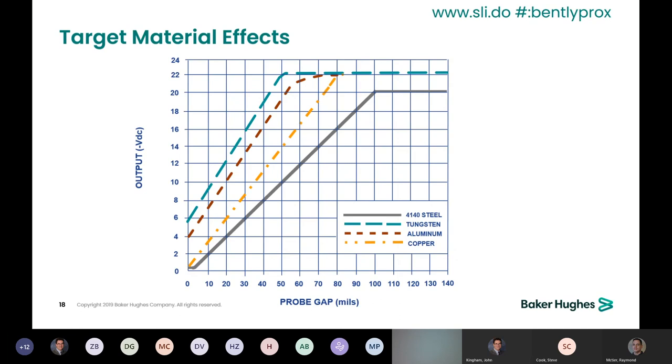Target material. The final transducer calibration issue is related to the surface material being observed by the transducer system. If the proximeter nameplate does not give target material information, the target material must be 4140 steel. The graph here gives examples of different materials when observed by the proximeter calibrated to a 4140 steel target. The proximeter can be recalibrated for different target materials.